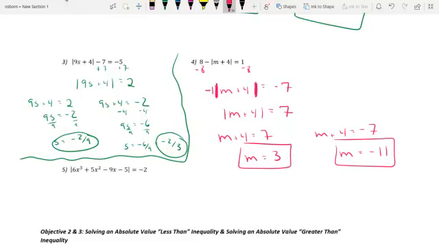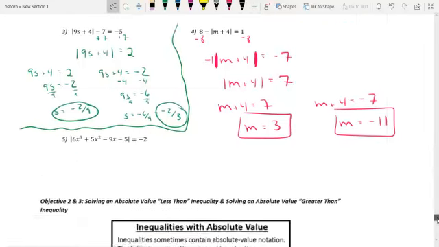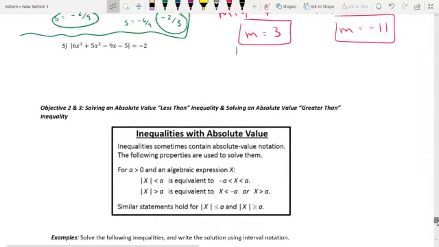Now for example 5, I've got an absolute value and there is a lot going inside of that absolute value. But it's isolated by itself on the left-hand side of my equation. And then it says that it's equal to a negative 2. That is a big red flag. So at this point, you should say, there is no solution. We know that there is no solution because the absolute value cannot equal a negative number.